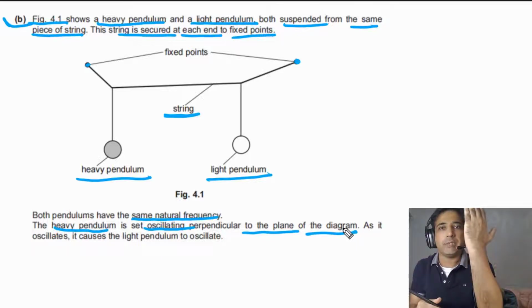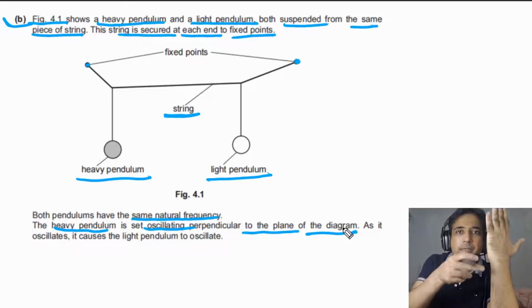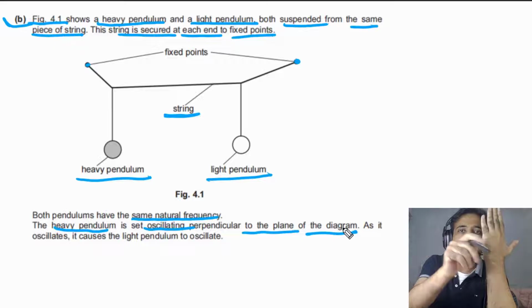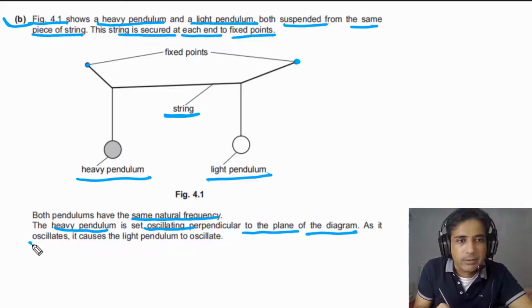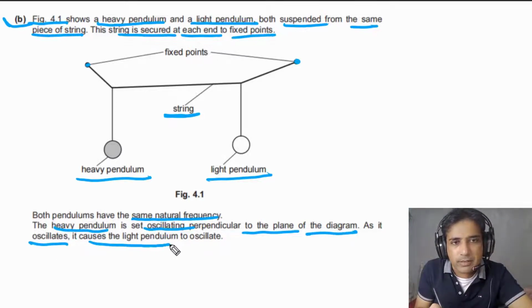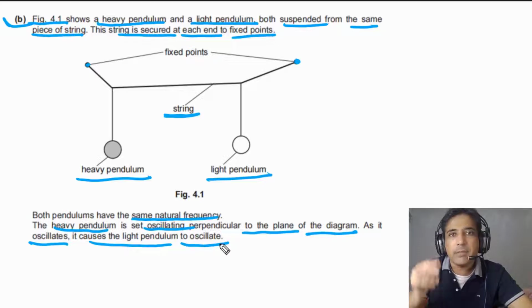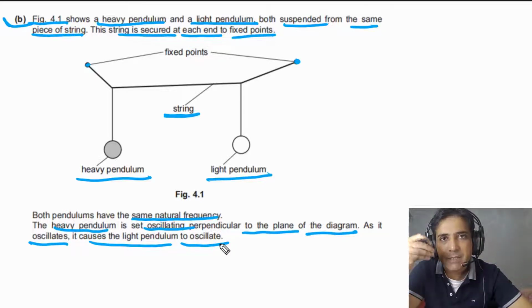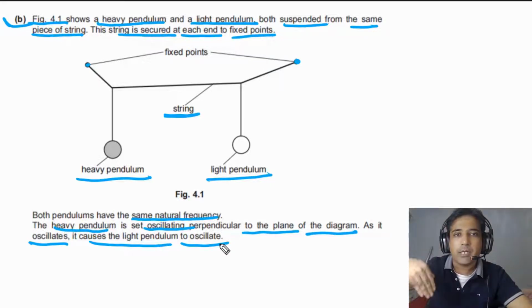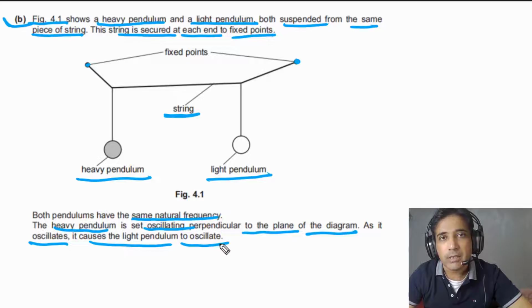So simply imagine that this is the plane of the diagram, and this pendulum will oscillate like this, perpendicular to the plane of the diagram. As it oscillates, it causes the light pendulum to oscillate as well, because these 2 pendulums have the same natural frequency and they're attached with the same string. So if one starts oscillating, the other one will also start oscillating.